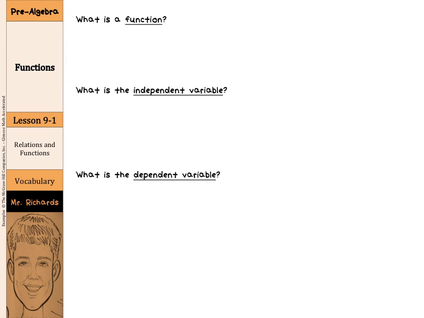Hi, Mr. Richards here, and today's pre-algebra lesson is on functions. First, we have some vocabulary to get us started on functions, independent variables, dependent variables.